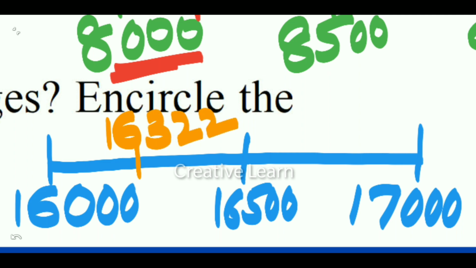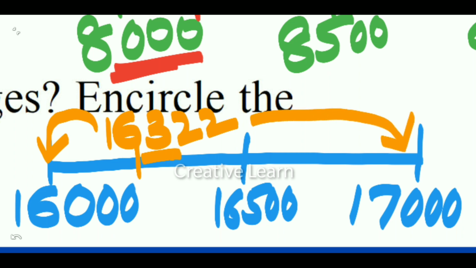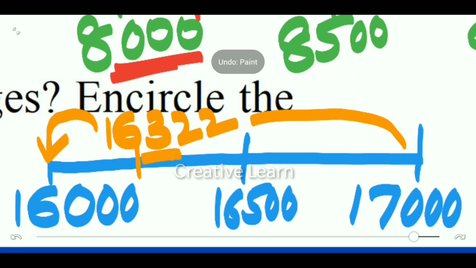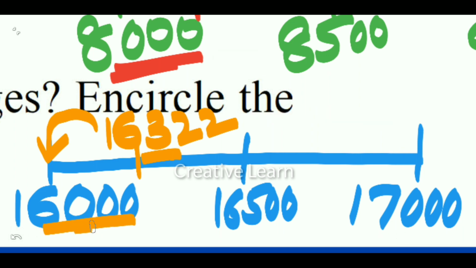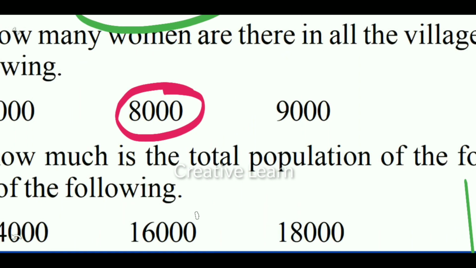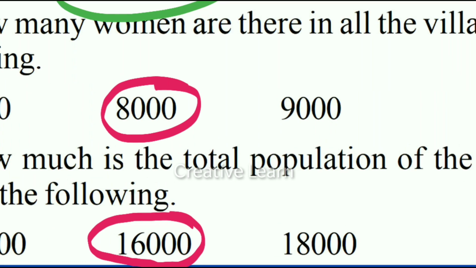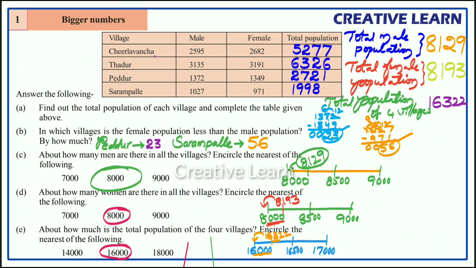16,322. Now see here, what is the nearest number of 16,322? See here, it is nearer to 16,000 and far from 17,000. So what is our answer? What is the nearest number of 16,322? It is 16,000. This is our answer. Okay. All questions are done now.